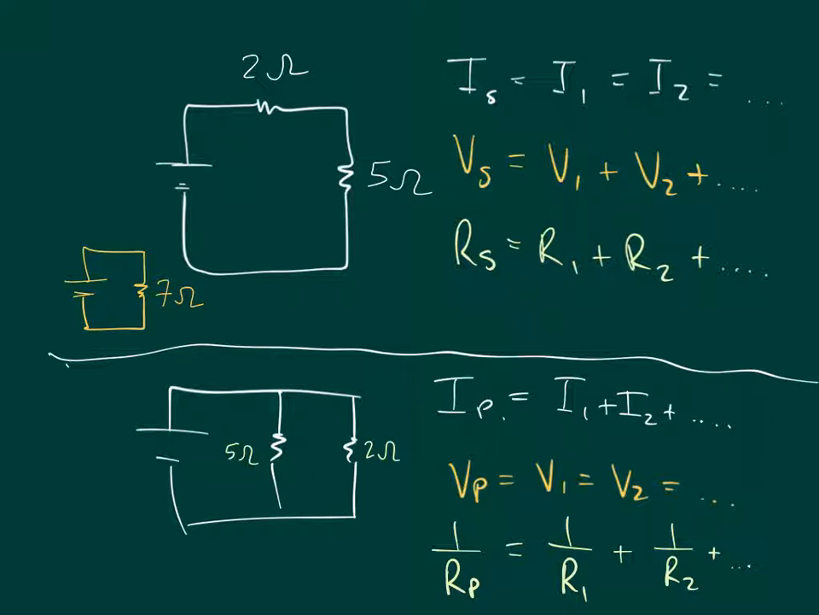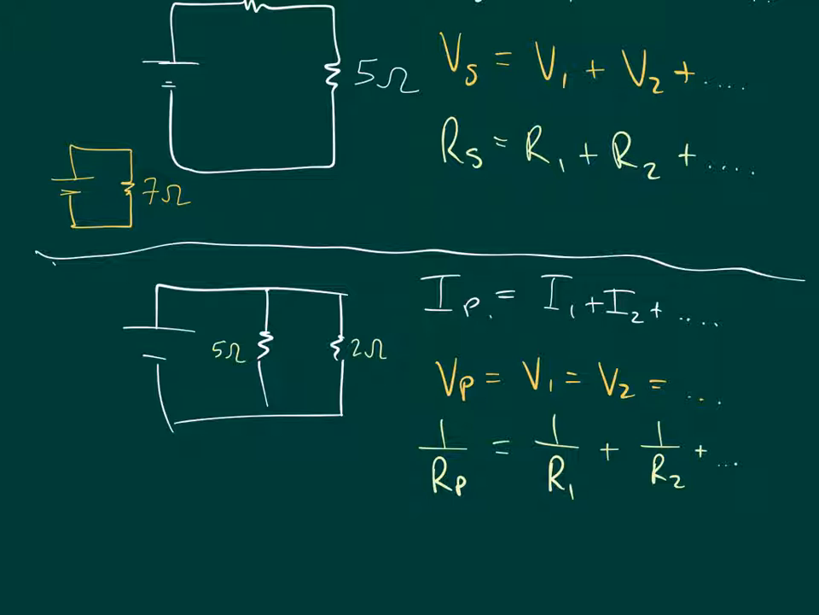A half is 0.5, a fifth is 0.2. 0.5 and 0.2 is 0.7. So mathematically speaking, this becomes 1 over RP equals 0.7. Well, that's not what RP is. How do you get RP? Switch these two. Take 1 over 0.7, or just do the inverse of 0.7 to give yourself RP. Instead of 7 over 10, it'll be 10 over 7.